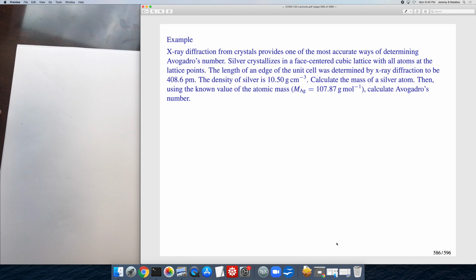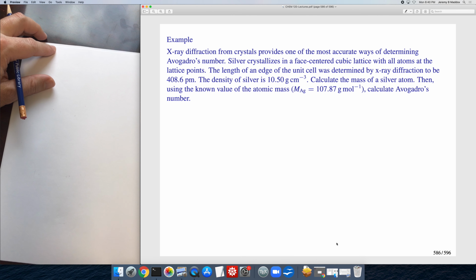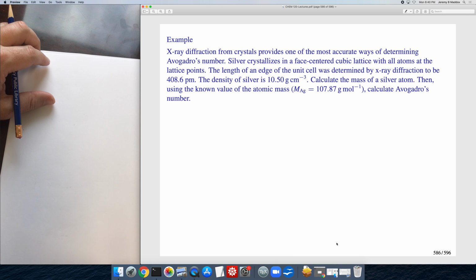So here we're talking about silver. It says that it's a face-centered cubic lattice. So that means that there are 4 atoms per unit cell. And then the length of the unit cell is determined. It's 408.6 picometers. The density is 10.50 grams per cubic centimeter. Use this to, it says, calculate the mass of a silver atom, and then using the known value of the atomic mass, calculate Avogadro's number.